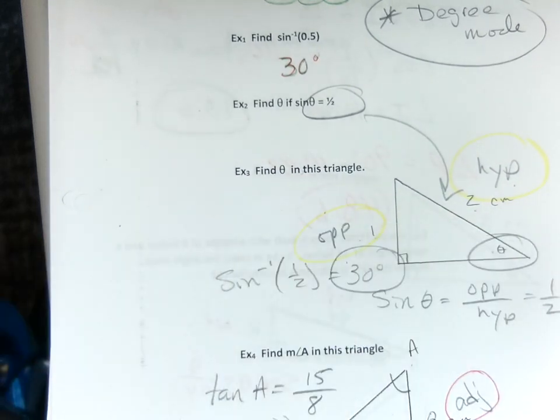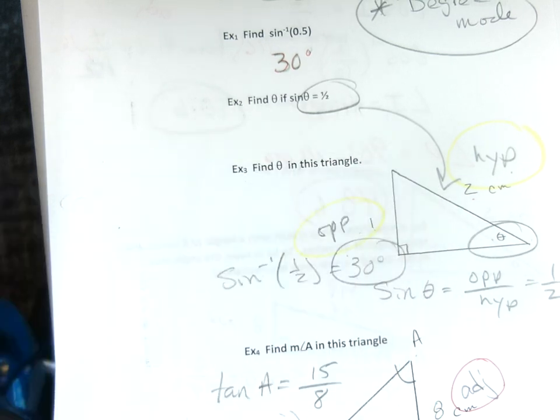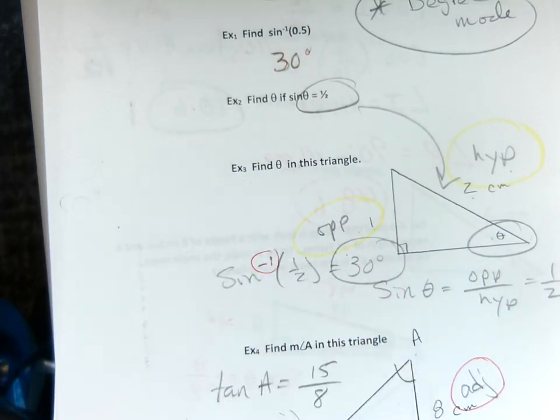So I'm finding the angle. Actually, I'll just do it that way. Sine inverse of 1 divided by 2. So you see it's the same answer, okay? I always push that button when I'm looking for an angle. Got a 30-degree angle, okay?